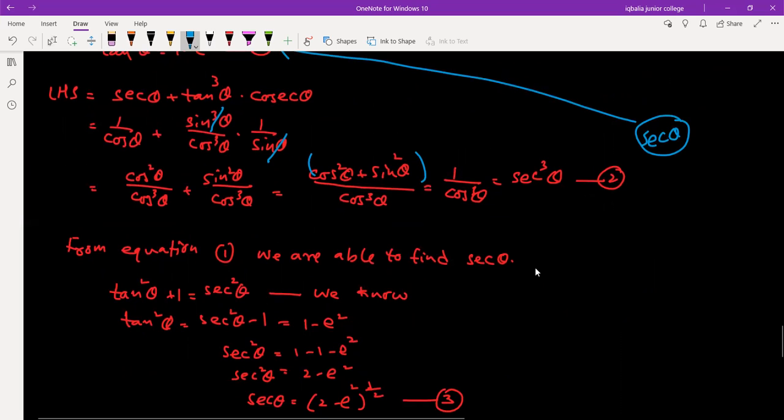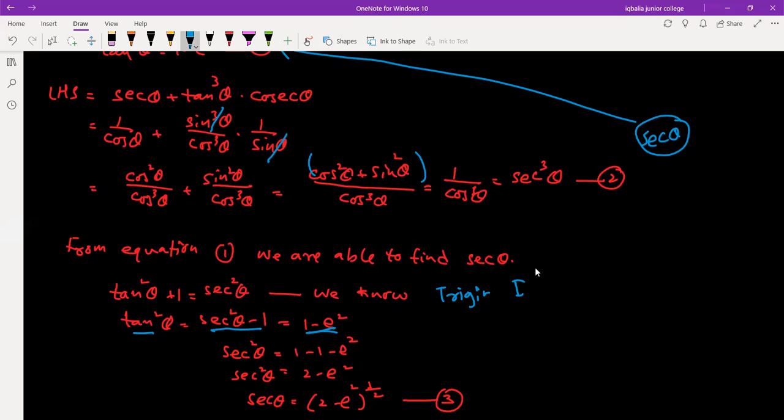Here we use the trigonometry identity. The identity is tan square theta plus 1 is equal to sec square theta. So tan square theta will be equal to sec square theta minus 1, and I know tan square theta is given as 1 minus e square. This value is coming from the trigonometry identity, and this value has been given for tan square.